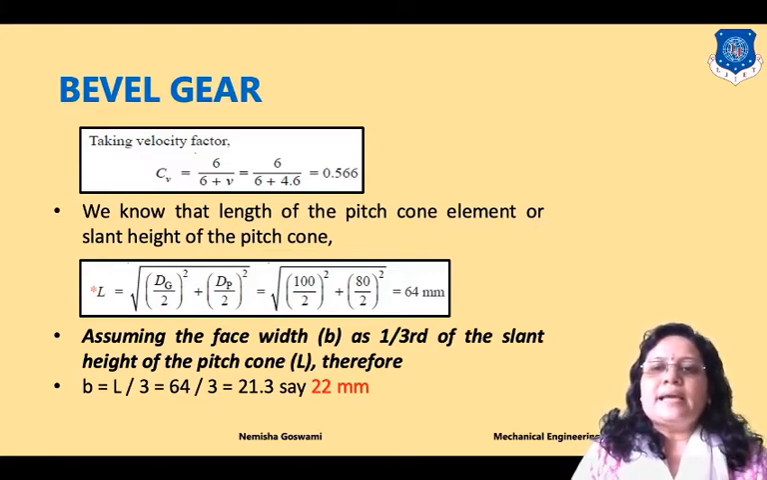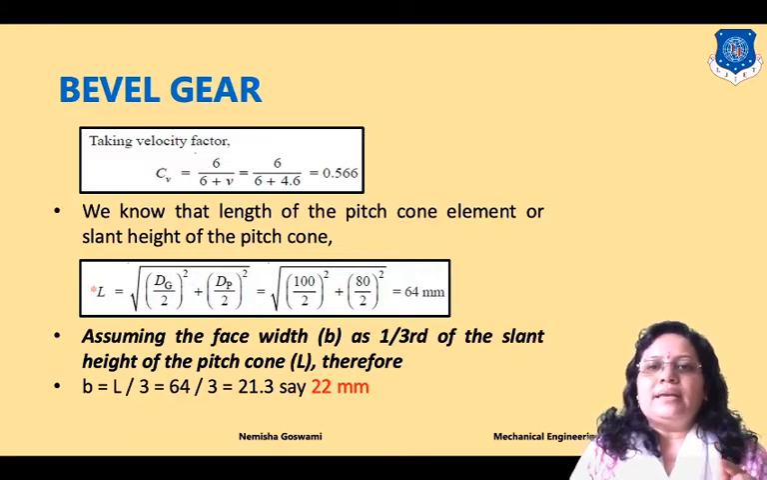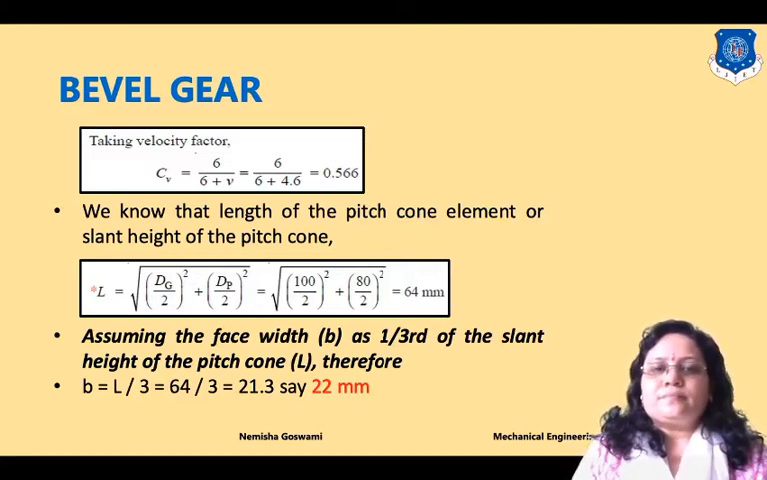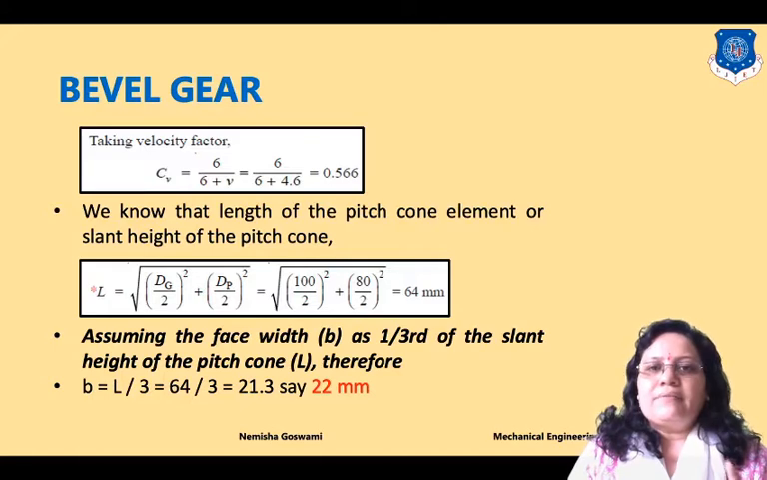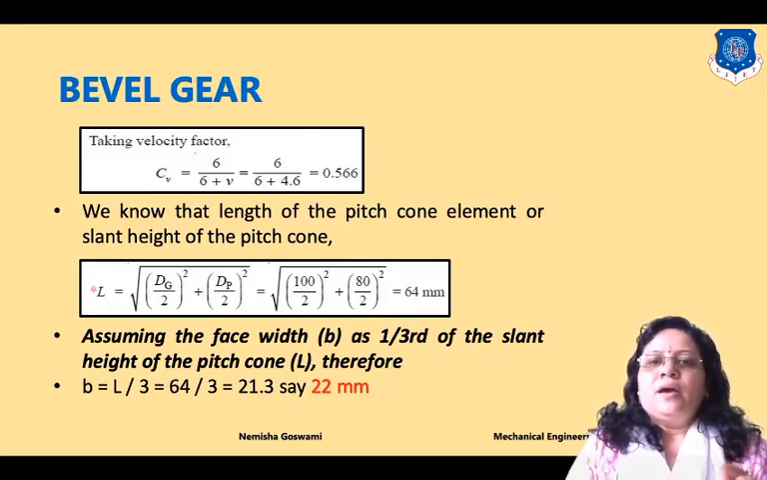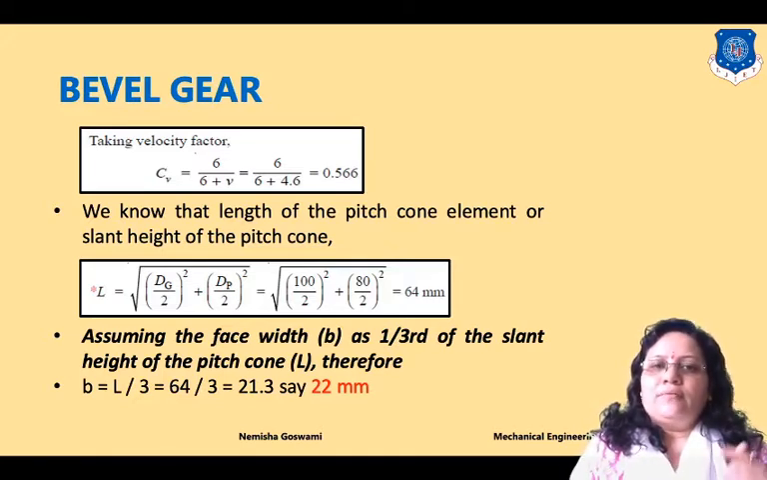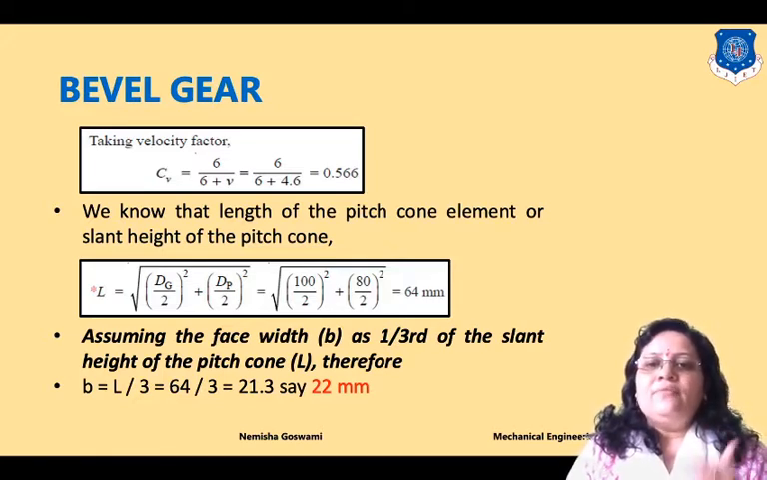Next step is, because in the case of bevel gear, we have to find out the bevel factor. So what was the bevel factor? L minus B divided by L. How to find the bevel factor? For that we require slant height. L is the slant height, and the slant height formula we have already discussed at the start. So this is equal to under root of dG by 2 square plus dP by 2 square. So we will put this value and we will get L is equal to 64 mm.